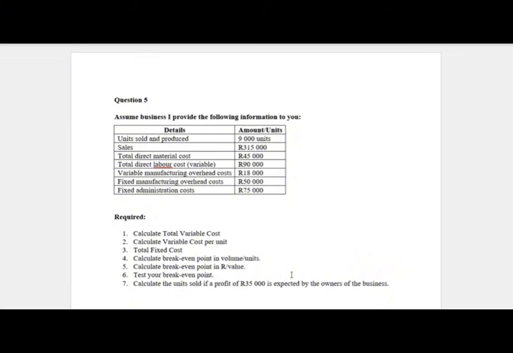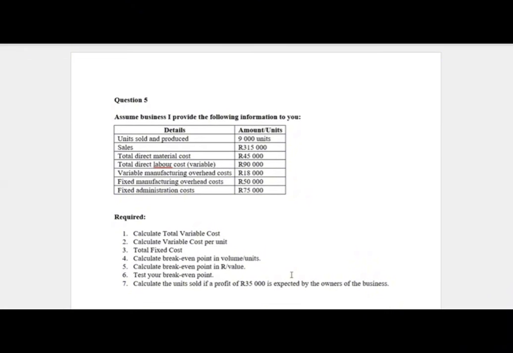Details that they provide: units sold and produced 9,000 units, sales 315,000, total direct material cost 45,000, total direct labor cost, variable cost 90,000, variable manufacturing overheads costs 18,000, and then fixed manufacturing overheads costs and fixed administration costs.